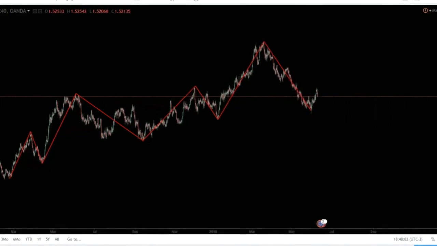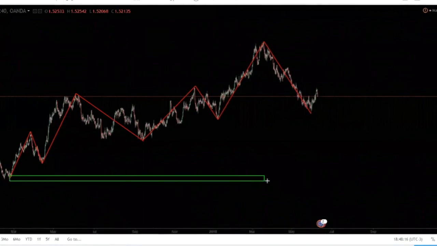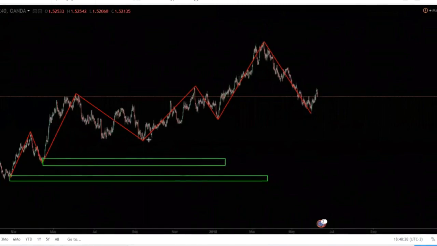So what we can expect here is that since, as we can see, it's creating higher highs and higher lows. Okay, let me use green as support. Here's our support channel. Here's our second support channel. Here's our third support channel. And here's our fourth support channel.